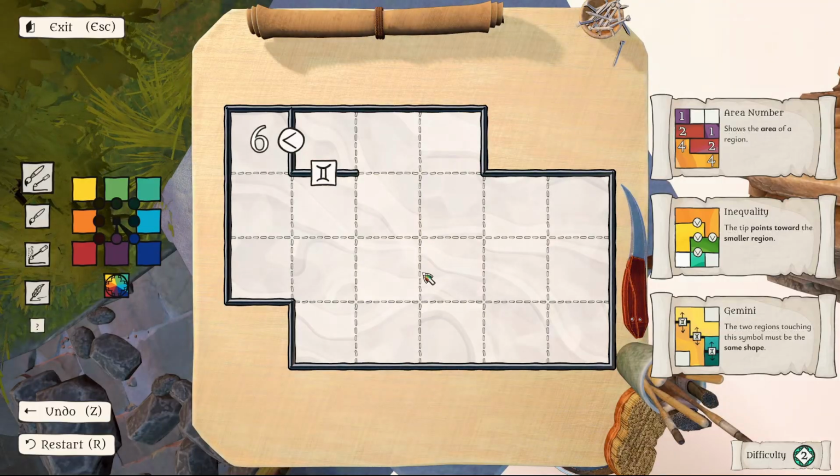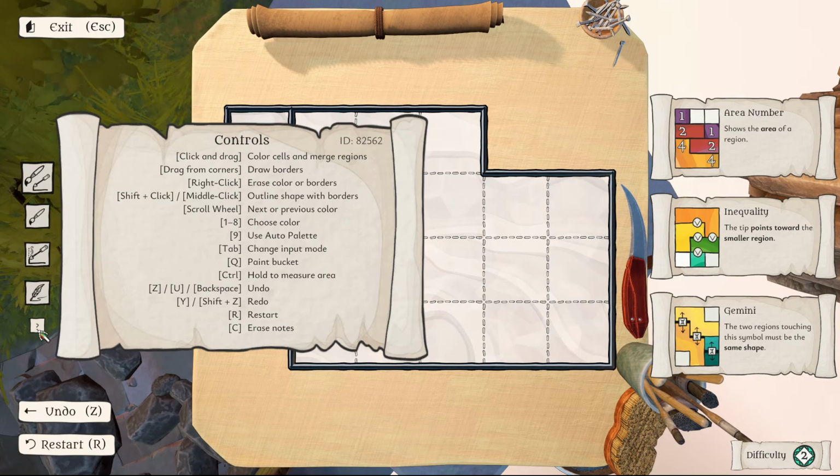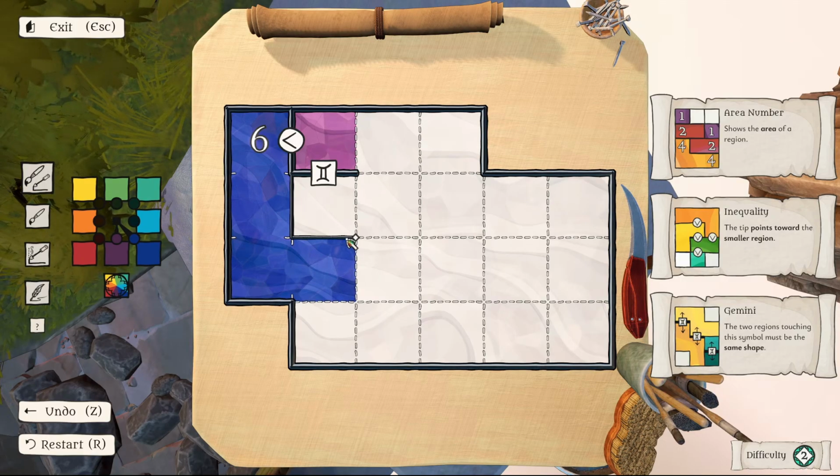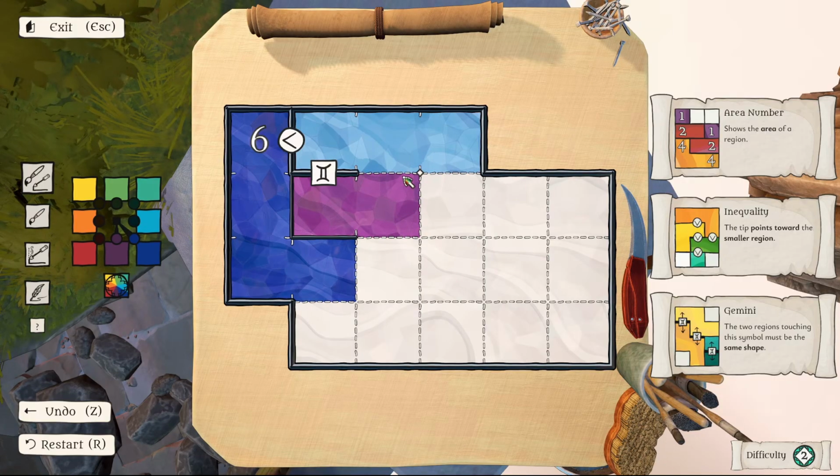Alright, let's go over here. Difficulty 2. 82562. 6 is smaller than whatever goes here. And that is copied to here. So this has to be something else. 1, 2, 3, 4. Then what? Well, this has got to get out. This has got to get out. That's going to have to turn the corner.